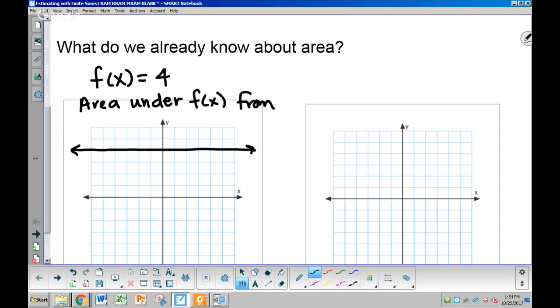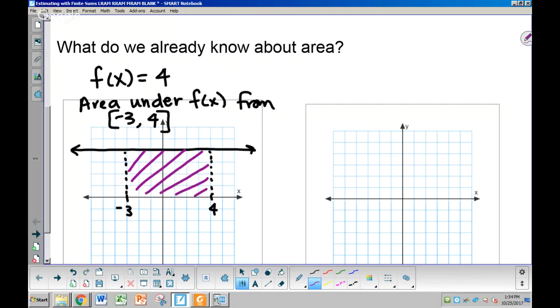From, let's say, -3 to 4. So here's -3 and here's 4. And we're going to find the area that's above the x-axis. Well, Mrs. Muller, that's certainly not a problem because it's a rectangle. I know what that is. That's going to be 7. Right, so the area is going to be 7 times 4, or 28 units squared. Certainly not a problem.